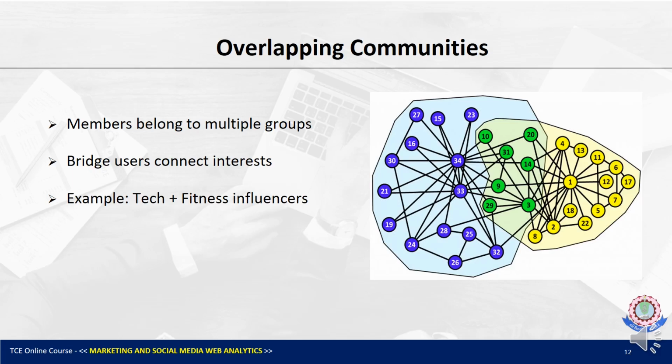Overlapping communities. People belong to multiple communities: family, work, hobbies. These overlaps are valuable because bridge users connect multiple audiences. A tech influencer who's also a fitness advocate bridges two markets. Finding such bridges helps marketers expand their reach strategically.